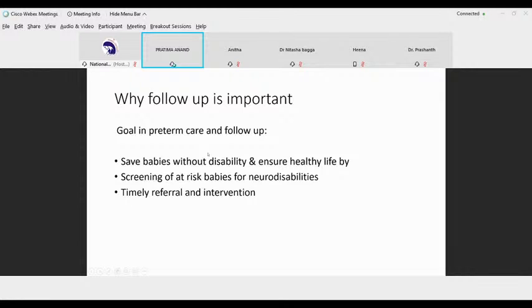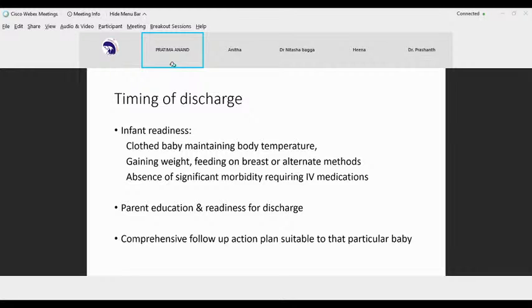So at the time of discharge itself, the readiness should be assessed for the follow-up visit, because building a rapport at the time of discharge is very important. The parents should be counseled to keep the baby warm, and they should be explained what the actual weight gain is which is to be achieved, what feeding methods should be used if the baby is not on direct breastfeeding, and any significant morbidity which may require home medications should also be taught.